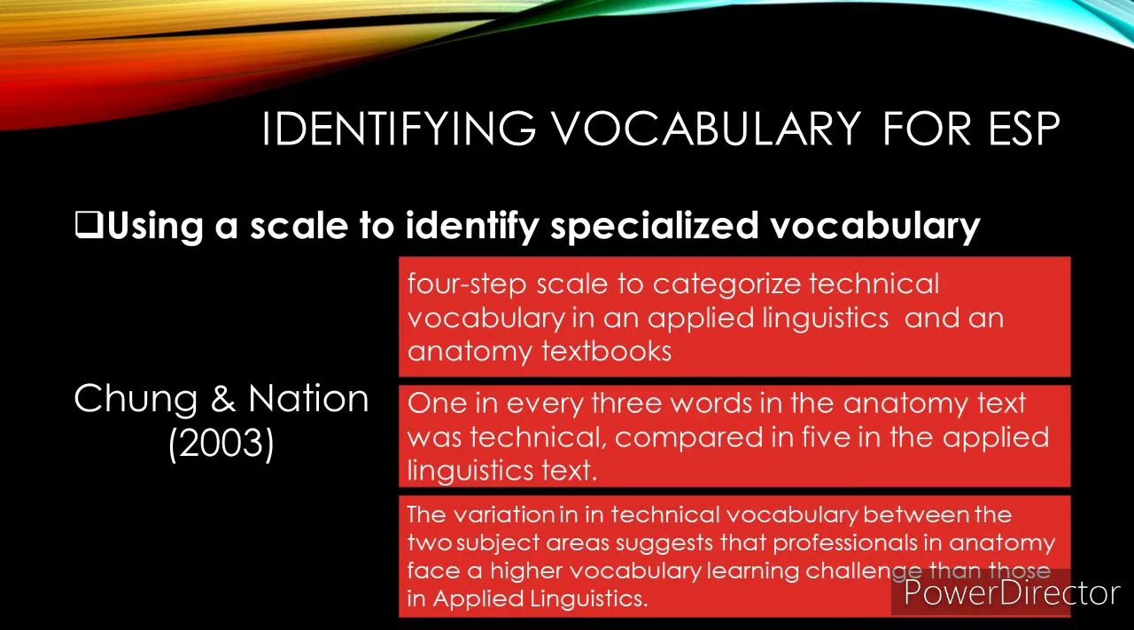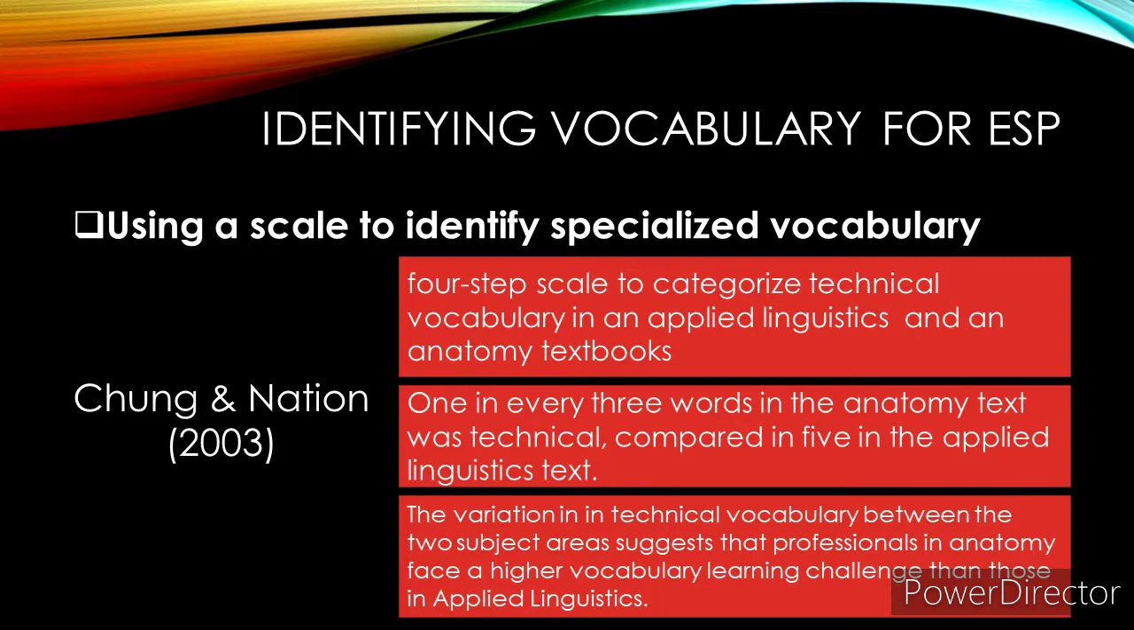The next one is to use a scale. For example, Chung and Nation devised a 4-step scale to categorize technical vocabulary in applied linguistics and in anatomy textbooks. In the first step, for example, in anatomy, the scale represents words with meanings that have no specific connection to a subject area. The second step contains words which are minimally related to the subject area. Step 3 has more closely related words, and step 4 presents words closely related to the technical subject area.